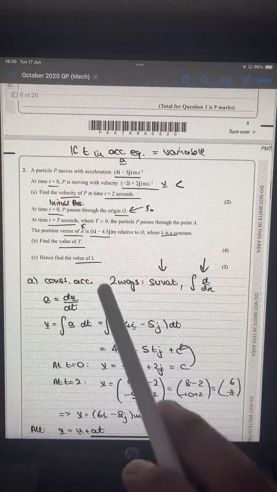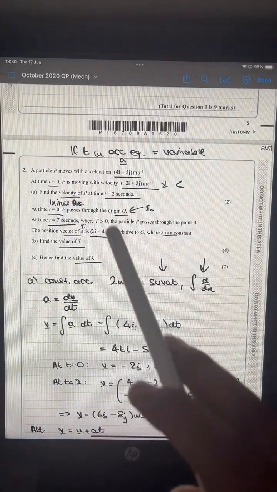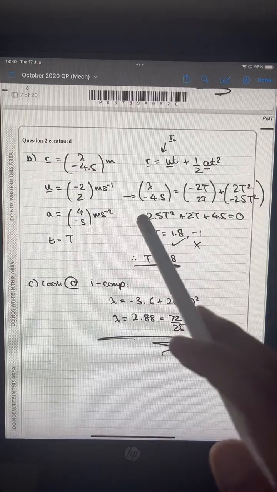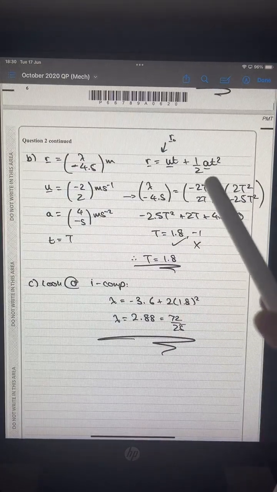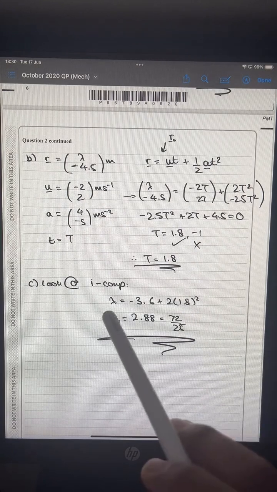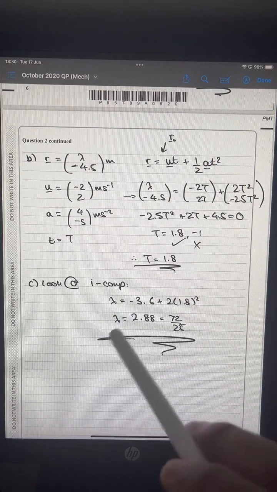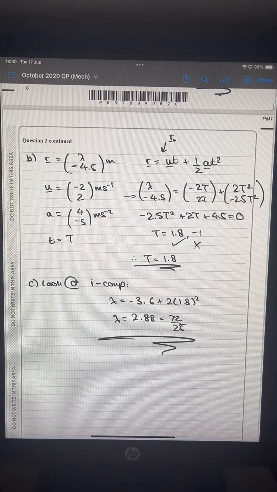For part C, they want us to find lambda. They're saying hence find lambda, so we need to use part B to find part C. Well, the equation with lambda is up here, and we know what t is now, 1.8. So lambda is equal to -3.6 plus 2 times 1.8 squared, and you get lambda as those values there. So that's how you do part B and C.